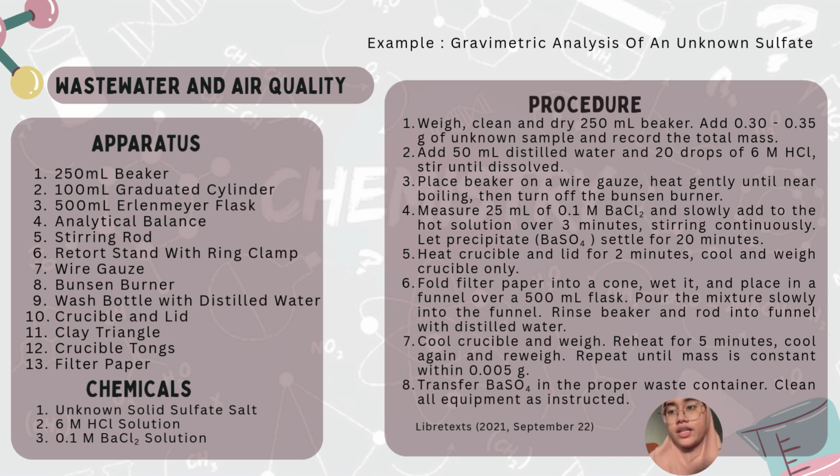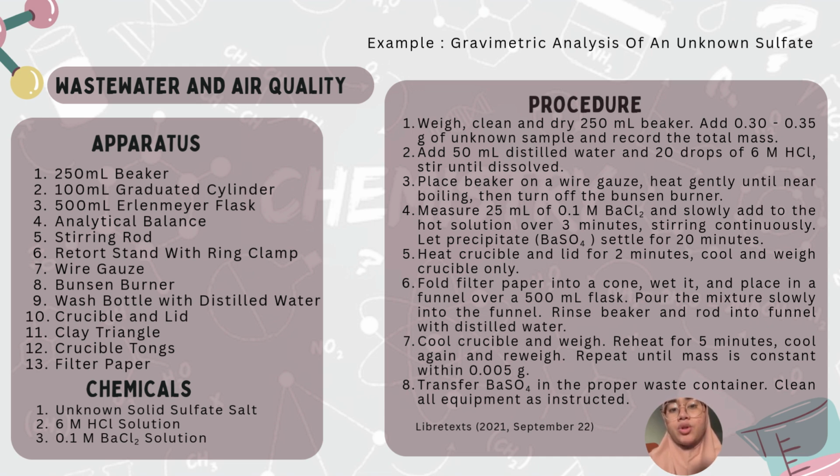For the procedure, first we need to weigh a clean and dry 250 ml beaker, and then add 0.30 to 0.35 gram of unknown sample and record the total mass. Second, we need to add 50 ml distilled water and 20 drops of 6 molar hydrochloric acid. Stir until dissolved. Third, we need to place the beaker on a wire gauze and then heat gently until near boiling, then turn off the Bunsen burner.